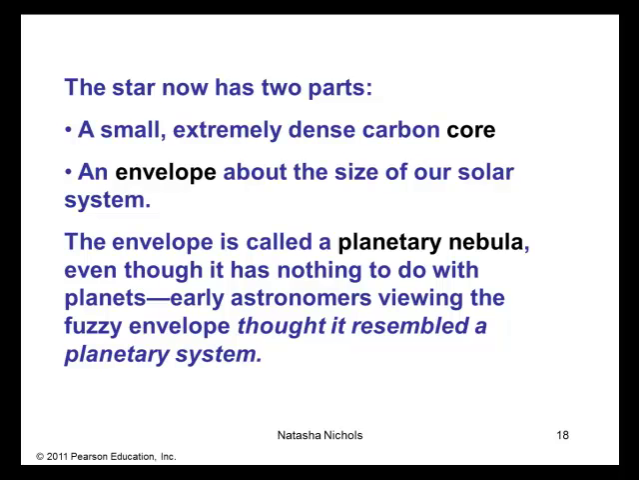So at this stage, the star has two parts: a small, extremely dense carbon core and an envelope about the size of our solar system or larger, enveloping the core. And this is just a reminder that a planetary nebula has nothing to do with planets. We used to think, when we looked at it, that it resembled a planetary system, so it was labeled planetary nebula, and that name remained.